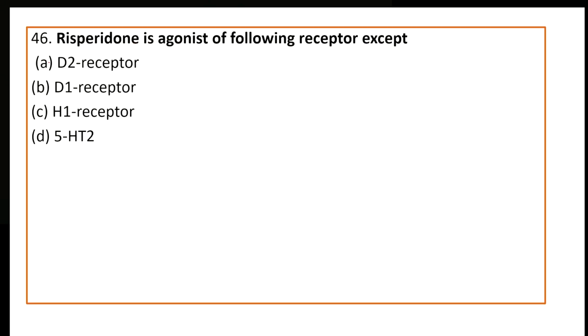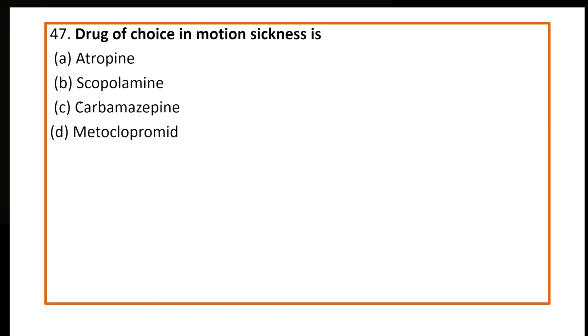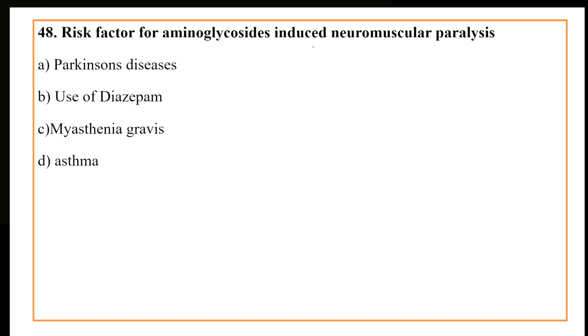For question number 46, risperidone is an agonist of the following receptor except, yes, that is D1 receptor. Question number 47, that is, drug of choice in motion sickness is, scopolamine is the correct answer. Option B is the correct answer.